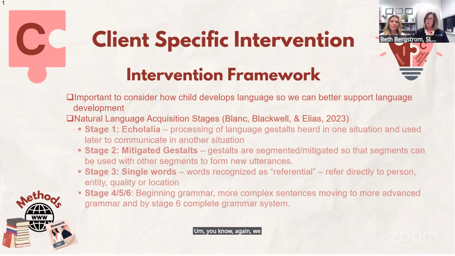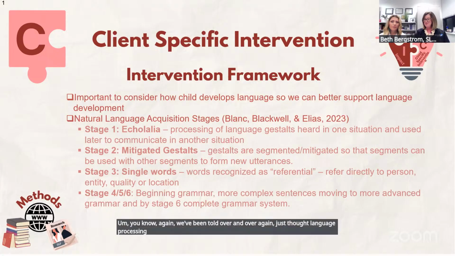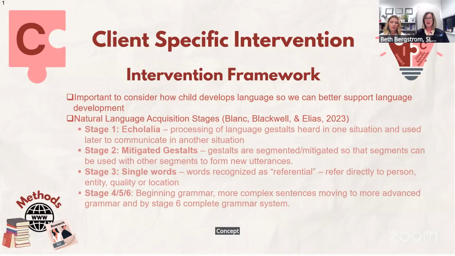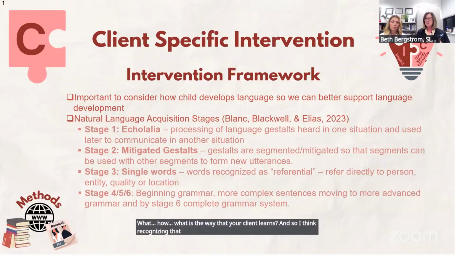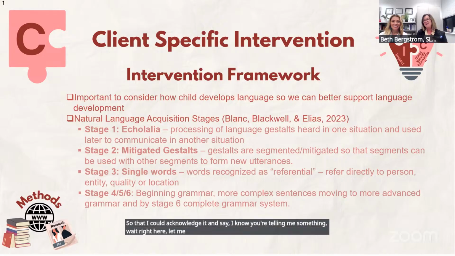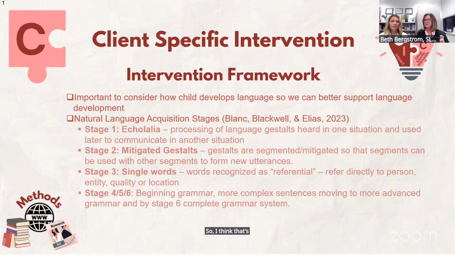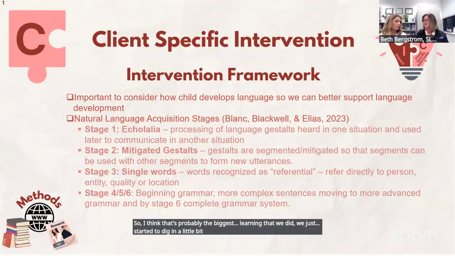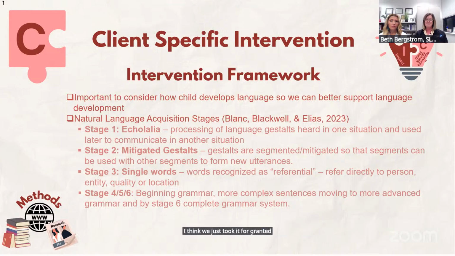Again, we've been told over and over again, Gestalt language processing is not a new concept. This has always been around, but it's really thinking about the way that your client learns. And I think recognizing that, and also recognizing his echolalia as something that was meaningful in the moment, so that I could acknowledge it and say, I know you're telling me something. Wait right here. Let me go ask your mom what she thinks this is or where it came from. I think that's probably the biggest learning that we did. We just started to dig in a little bit. I think we just took it for granted before and didn't think about it.